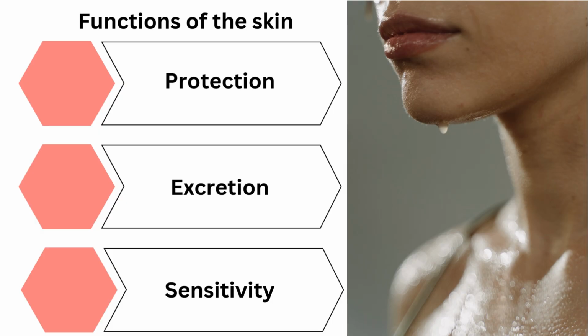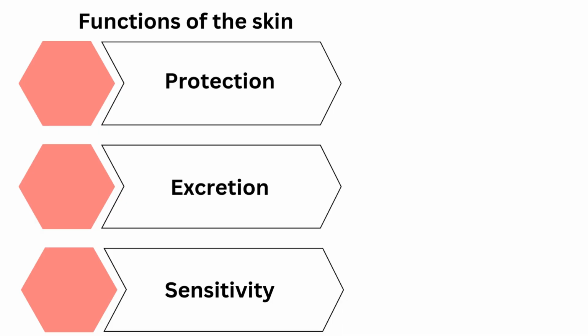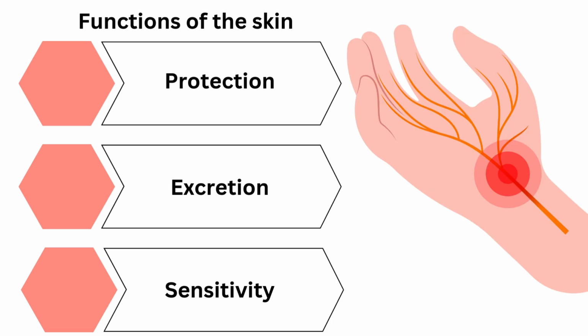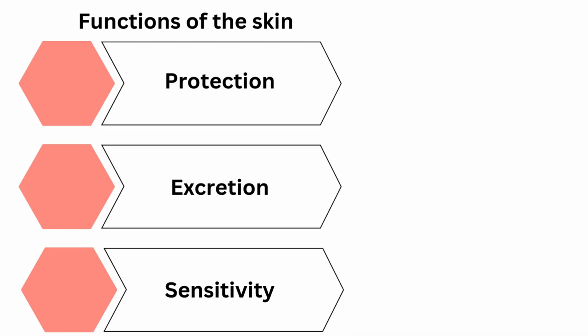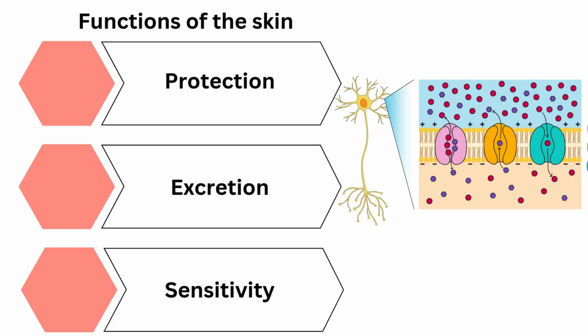Excretion. The skin also excretes excess water, mineral salt, and some nitrogenous waste through the sweat gland as sweat. Sensitivity. The skin is sensitive to its environment through the specialized sensory nerve endings scattered in the dermis. The skin is sensitive to such stimuli as change in temperature, pressure, pain, and cold.